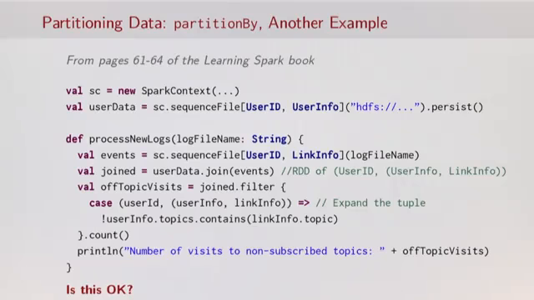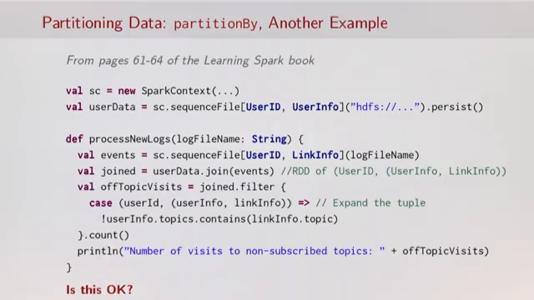Of course, the most important part is this line here, where we take the user data and then we do an inner join with events. Now we have a new pair RDD called joined, which contains all of the users that have been active in the past 5 minutes and what they've been clicking on. Now all we have to do is filter that data set down to figure out if people are clicking on things that they're not subscribed to, so we do that here. And finally, we just count it up to see what that number is.